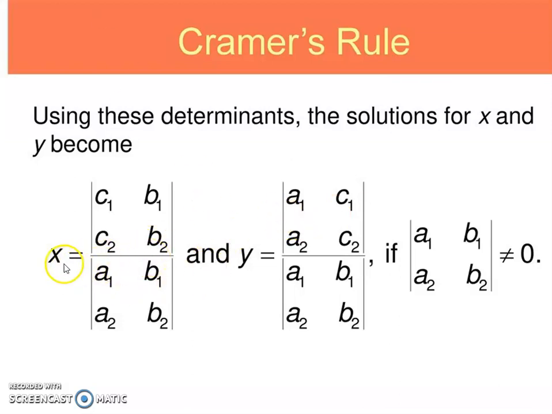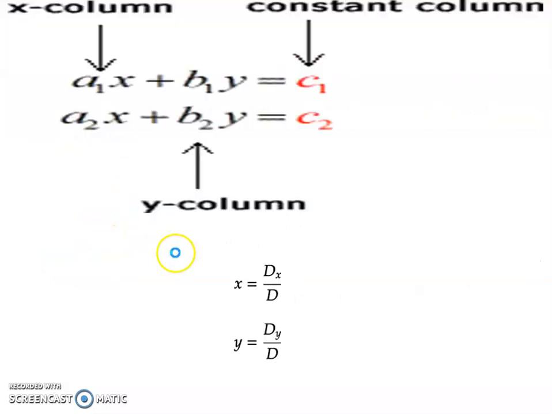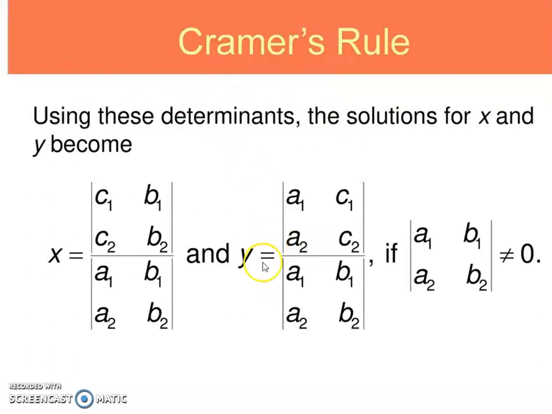For x, we have in the system a1 a2, b1 b2 and c1 c2. In Cramer's rule, instead of the x column we have to put c1 and c2, and b1 b2 remain the same. So c1 c2 b1 b2, and our d is a1 b1 a2 b2. The same trick applies for the y variable.